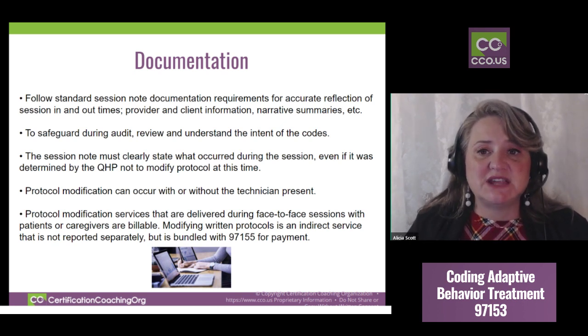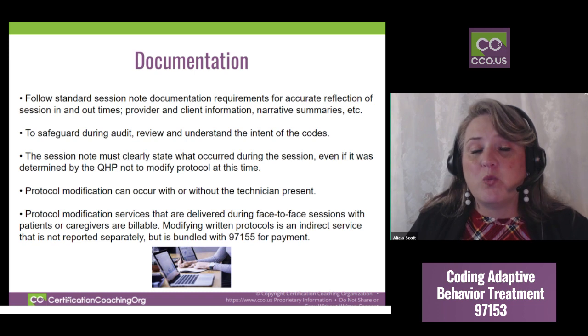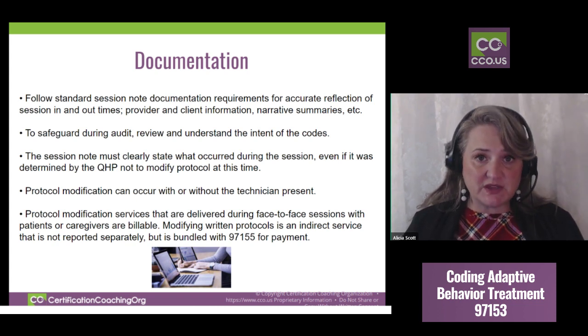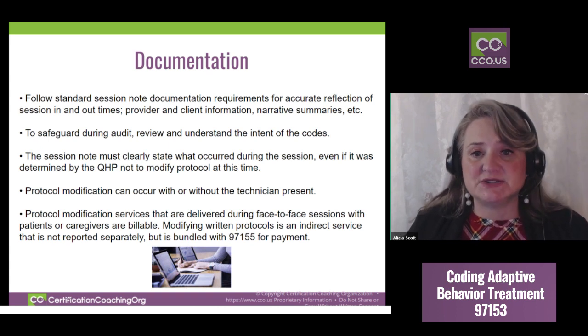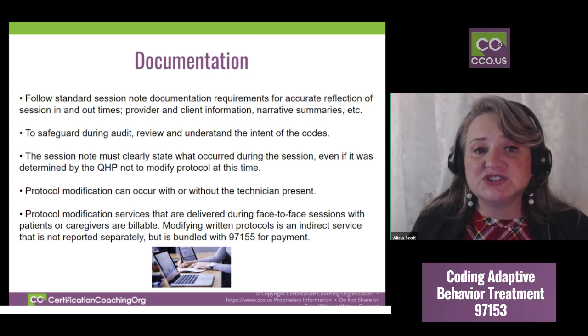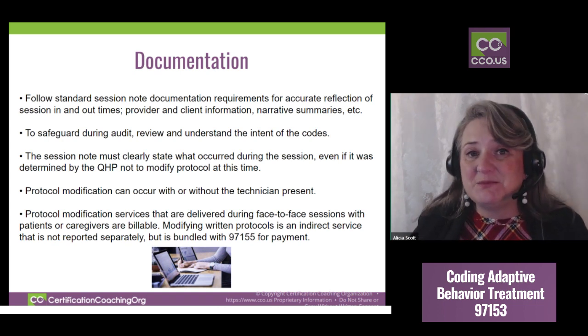Documentation. What are the documentation standards? 1, we want to make sure that we set up what is going to be our standard or protocol, and it really is helpful to have a compliance officer involved with this, because they usually are CDI specialists. So we have documentation requirements, and they're going to have accurate reflection of the session in and out times, because everything's on 15-minute increments.